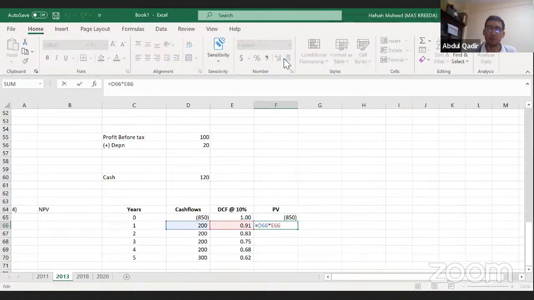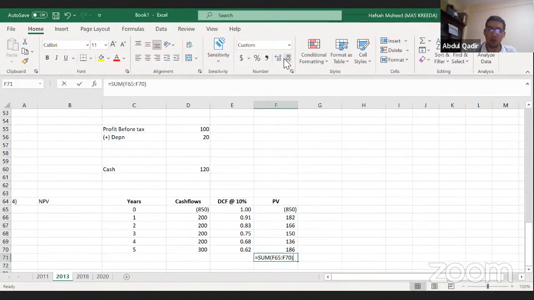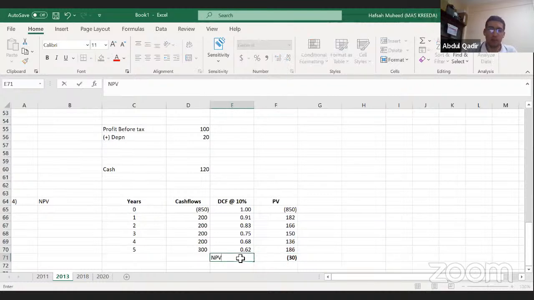So for every year you multiply 200 into 0.91 and 200 into 0.83. So like that you will keep multiplying and going, and then you total everything up and you will arrive at your NPV of minus 30. This is your NPV, right? So this is your NPV, and what is your recommendation? Since it is negative, we will not accept the project, right? Because it has a negative NPV.